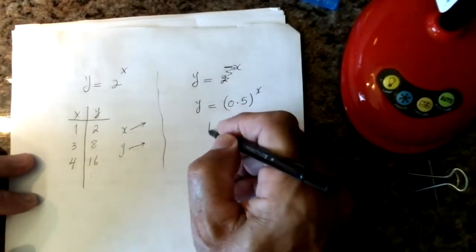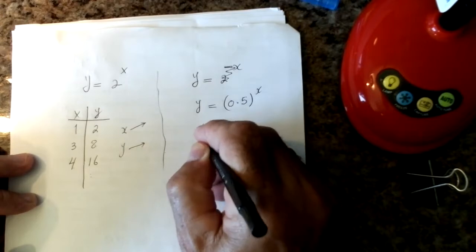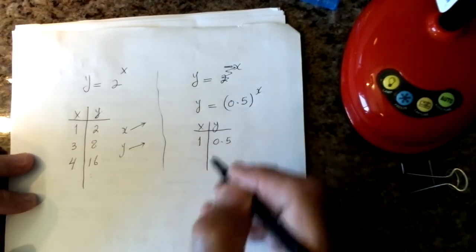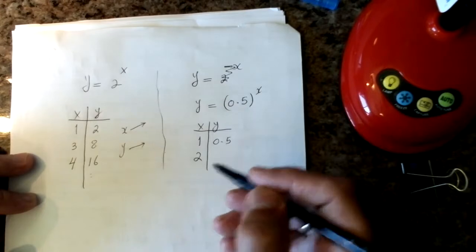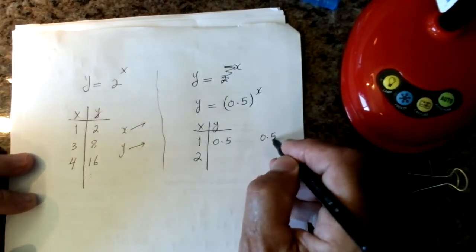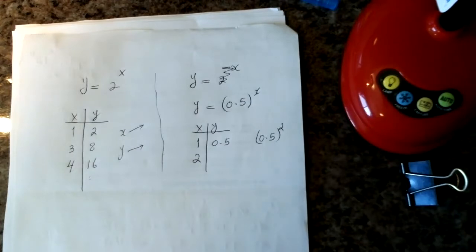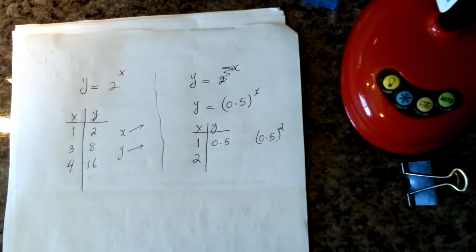This is an increasing function because they both increase together, a direct relation. But look at this one. X is 1, y is 0.5. X is 2. What is 0.5 to the power of 2? It's 0.25, right?